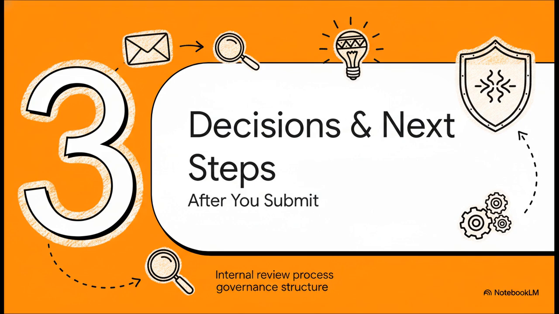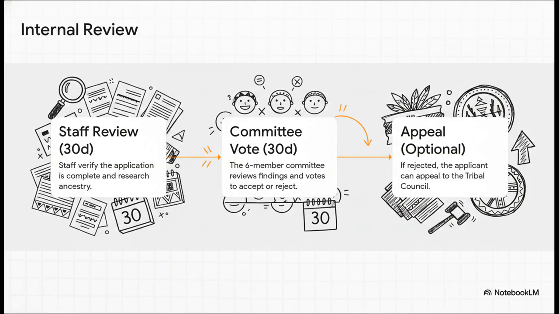Okay, so you've done your part. You've submitted your application. What happens now? This is where your application leaves your hands and starts its own journey through the community's governing structure. This whole internal review follows a really clear chain of command with set timelines. First, the enrollment staff get 30 days to check everything and do their research. Then it goes to a 6-member enrollment committee, and they have another 30 days to vote. And hey, if they say no, the journey isn't necessarily over. The applicant can still appeal to the tribal council.